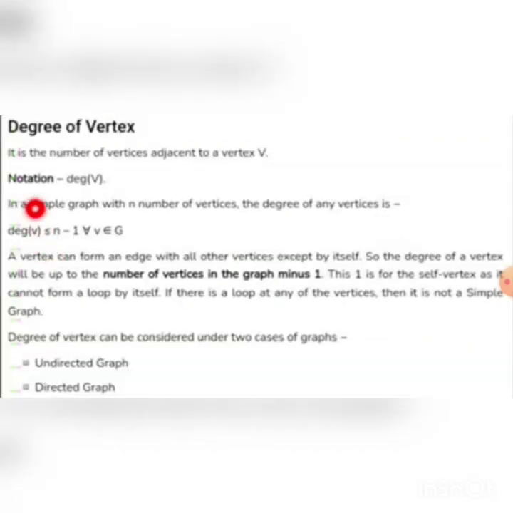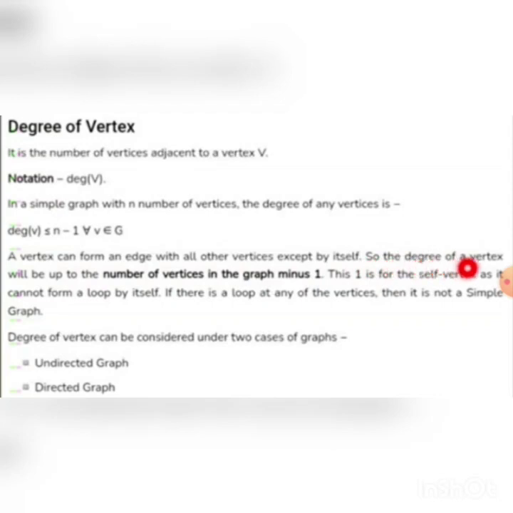Degree of vertex. It is the number of vertices adjacent to a vertex V. Degree of vertex is denoted by deg(V). In a simple graph with n number of vertices, the degree of any vertex, deg(V), is less than or equal to n minus 1 for every V belonging to G. A vertex can form an edge with all other vertices except by itself.